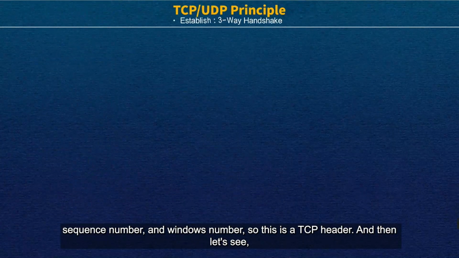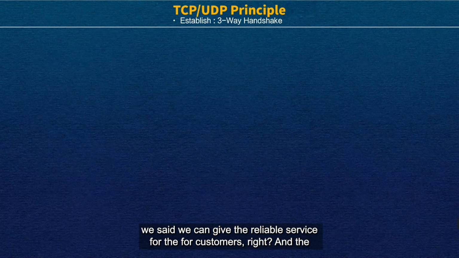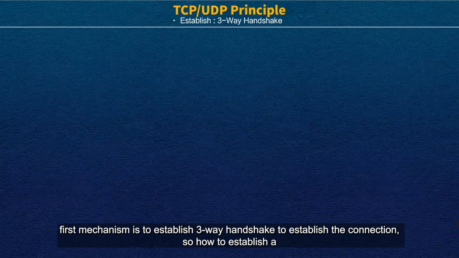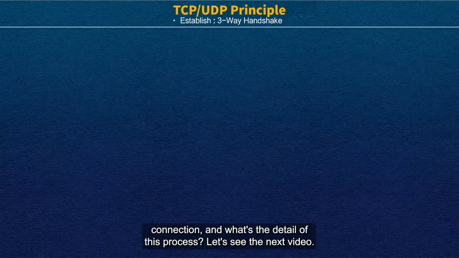And then let's see. We say we can give reliable service for the customer, right? And the first mechanism is to establish a three-way handshake to establish the connection. So how do we establish the connection, and what are the details of this process? Let's see the next video.